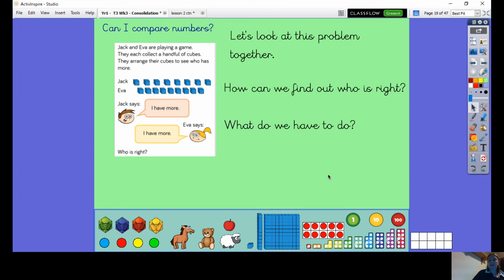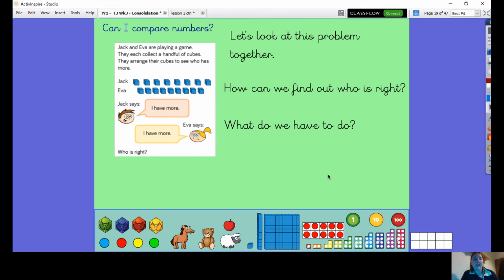Okay. So we're just going to have a last little look at this one here. So this says, can I compare numbers? Let's look at this problem together. It says, Jack and Eva are playing a game. They collect a handful of cubes. They arrange the cubes to see who has more. I have more, says Jack. Eva says, no, I have more. Who is right? So how can we find out who is right?